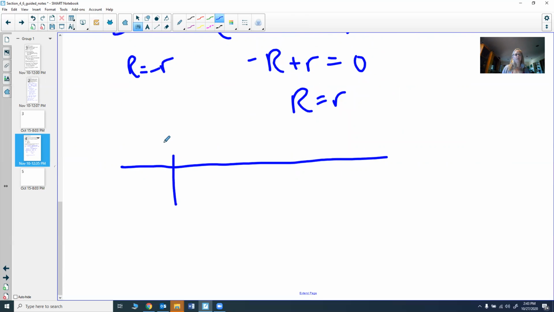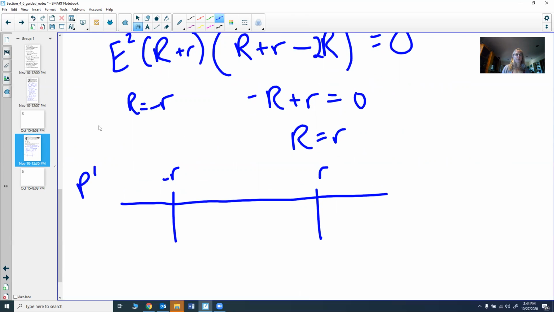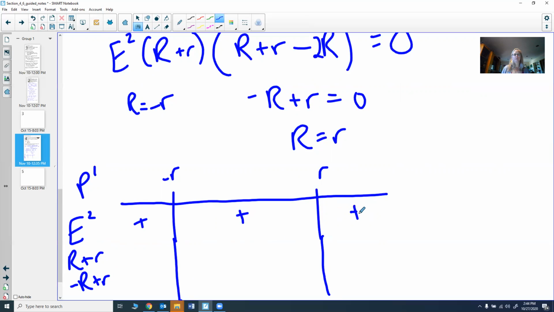Using the first derivative test, we have a negative little r and capital R. This again is what p prime is doing. Remember we had E squared, so that was one factor. I would put all the factors, even if you're like, well, I don't need that, it's just a constant, because it could be negative and it will change things. So always put all your factors. You have a big R plus little r, and you have a minus big R plus little r. E squared is never 0, and it's always positive, so we have positive, positive, positive.